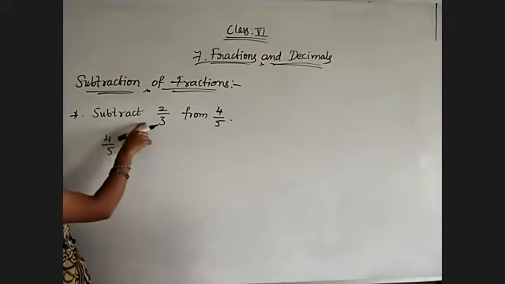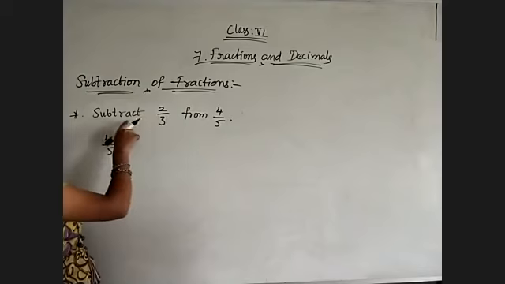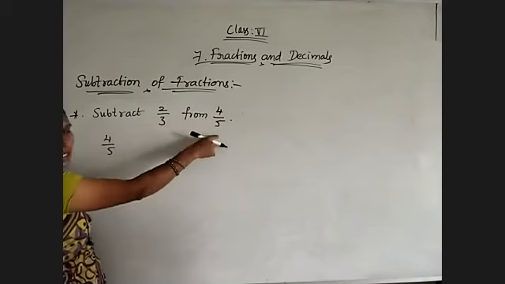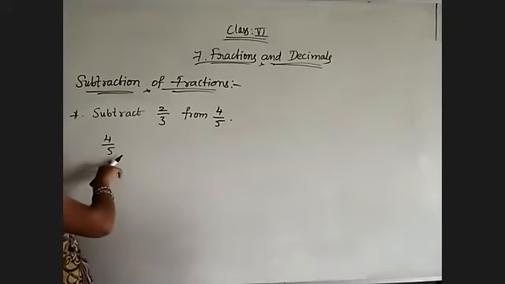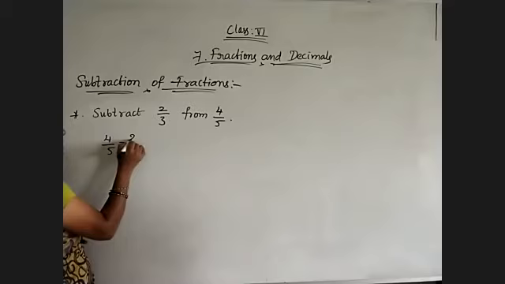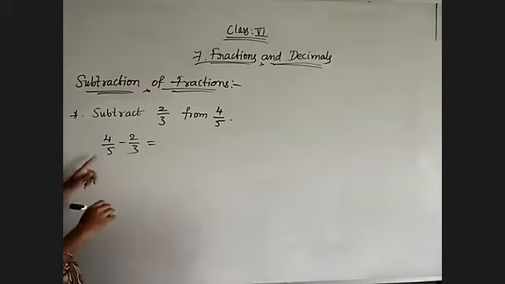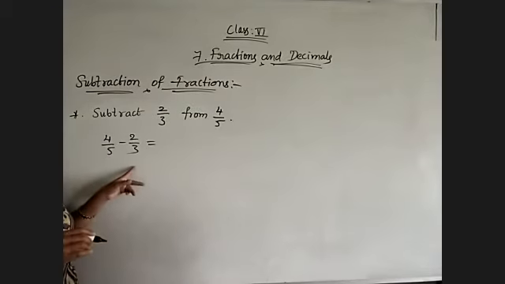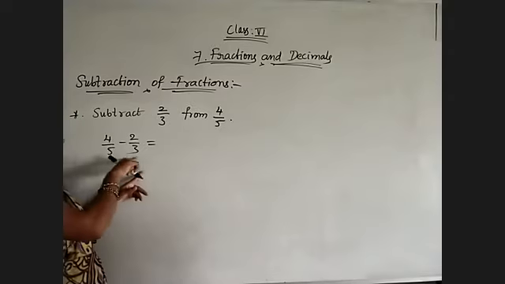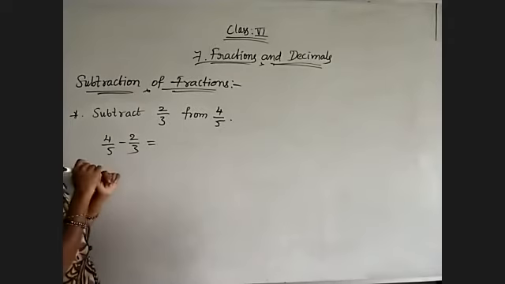Whenever they are given, subtract 2 by 3 from 4 by 5, subtract the first fraction from the second fraction, then we must take the second fraction first. 4 by 5 minus 2 by 3, we need to find. So because both are unlike fractions, we can use cross multiplication. Only two fractions are there. So go with the cross multiplication.